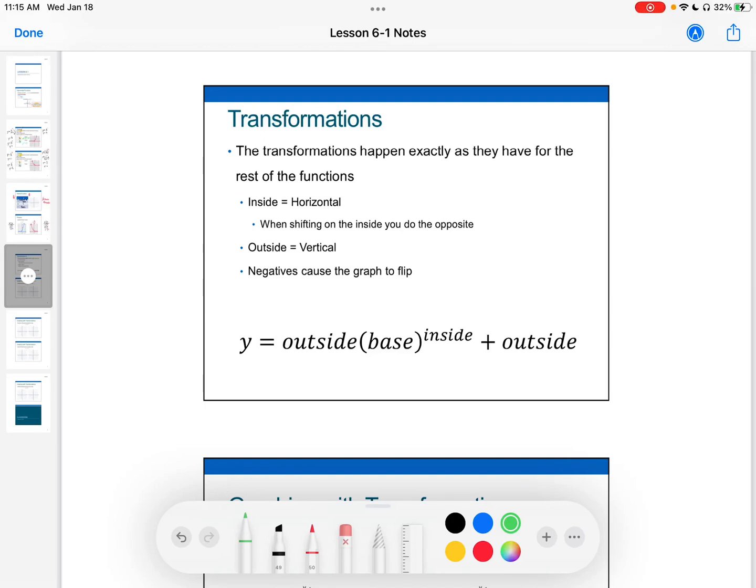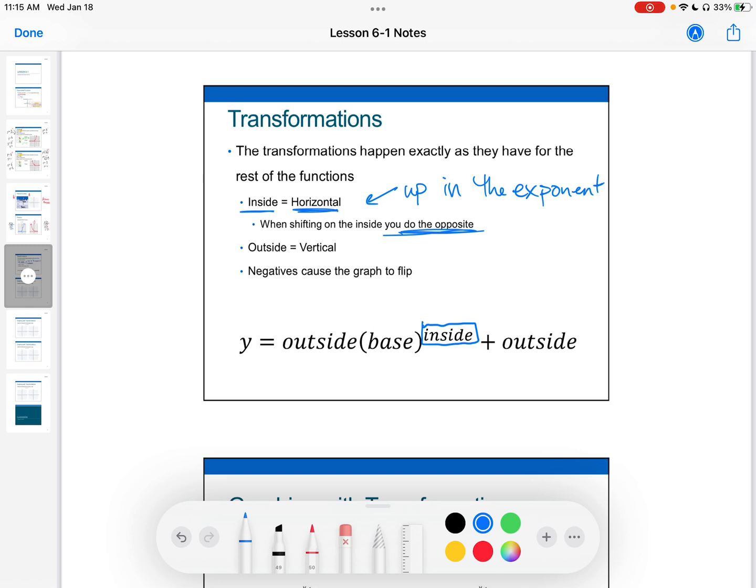Okay, so we are going to be talking now about the shifts that go along with this. Transformations happen exactly as they have for every other function here. Anytime you have something on the inside, it is going to be horizontal. Remember, if you are in prison, that is because you have done the opposite. Now, the difference is, where is the inside? Well, the inside is going to be actually up in the exponent.